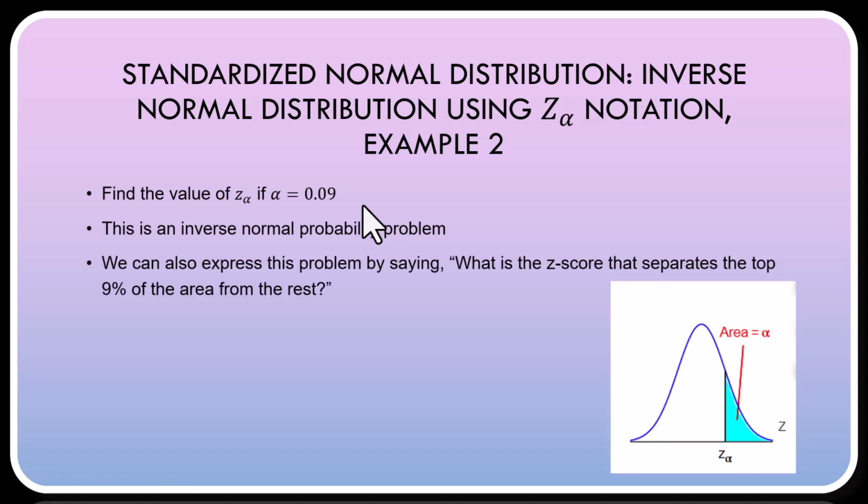Okay, and what they're telling us is that the area to the right of the z-score, which we don't know yet, is 0.09, and we want to find what this z-score is. Where do we have to cut the normal curve in order to have 9% of the area to the right of the z-score? So let's use our guru to do that.